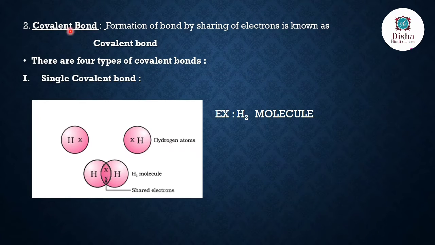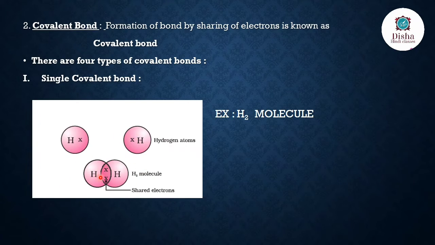Now we'll discuss about covalent bond. Formation of bond by sharing of electrons is known as covalent bond. There are four types of covalent bonds. First one is single covalent bond. A single covalent bond is when only one pair of electrons is shared between atoms.